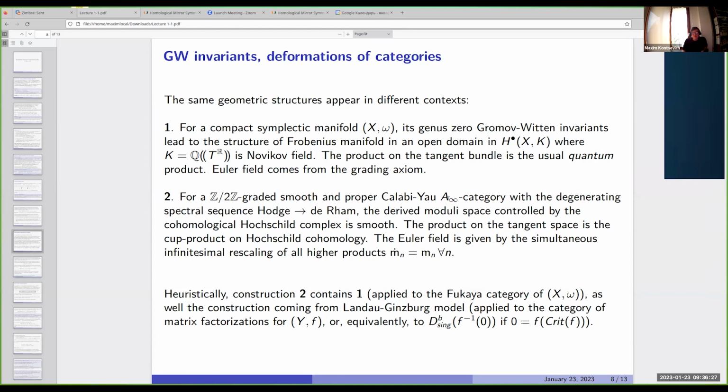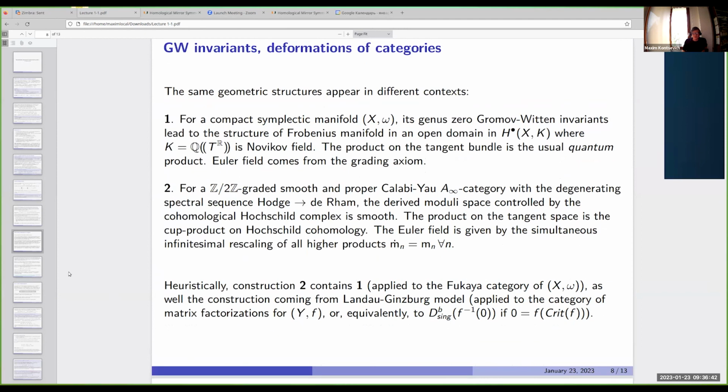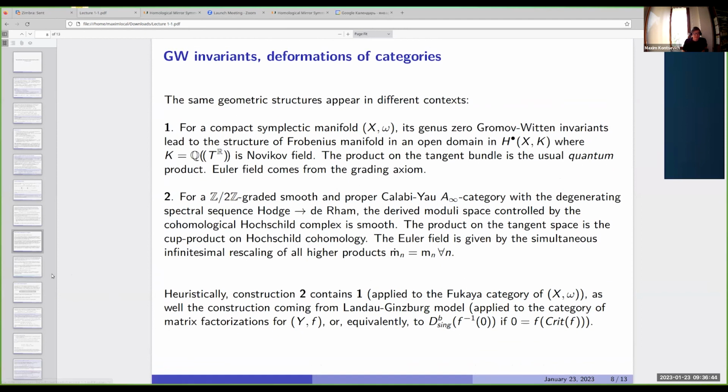But one should be a bit careful because one can imagine that these Fukaya categories are not really smooth and proper categories, and are like mirror dual to some non-algebraic varieties. So in principle, it's not clear what is the most general source of such geometric structures.